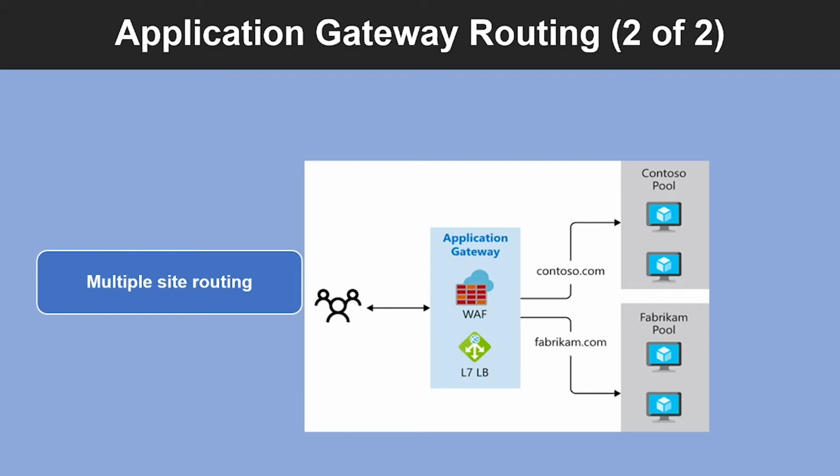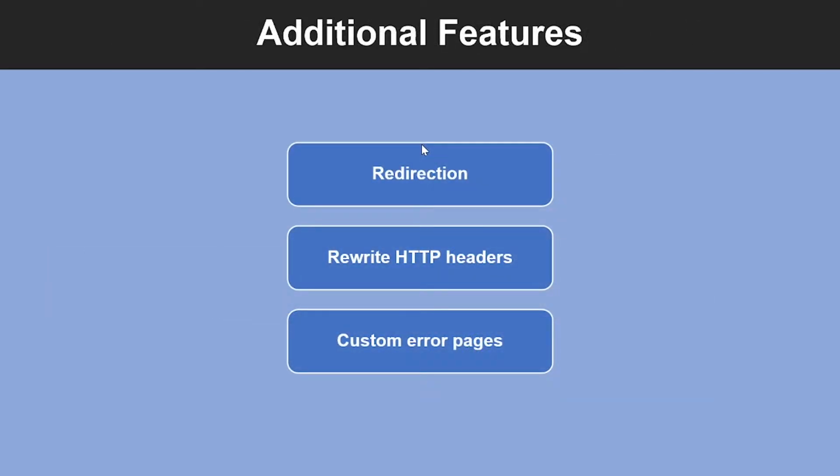name of each site. And application gateway uses separate listeners to wait for the request for each site, and each listener passes the request to a different rule, which can route the request to servers in different backend pools. Now let's look at some of the additional features which come with application gateway.